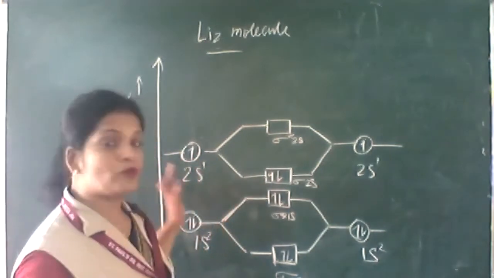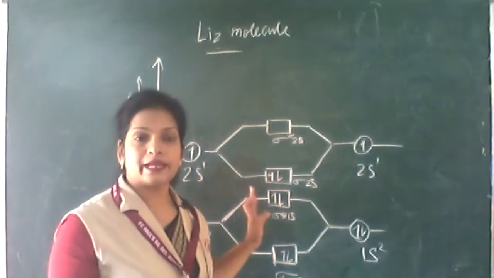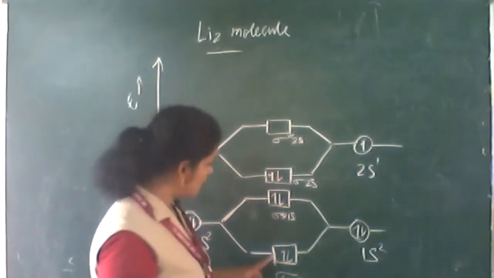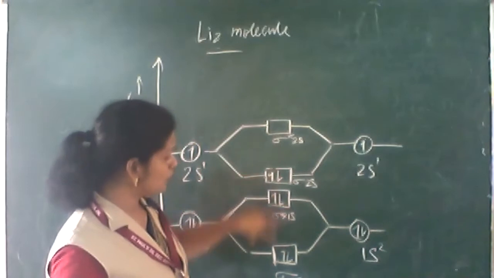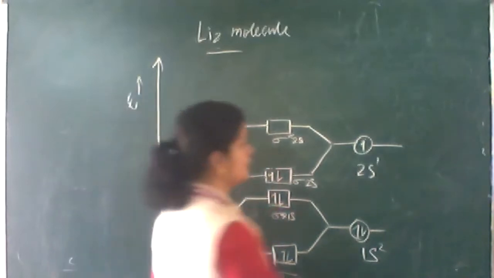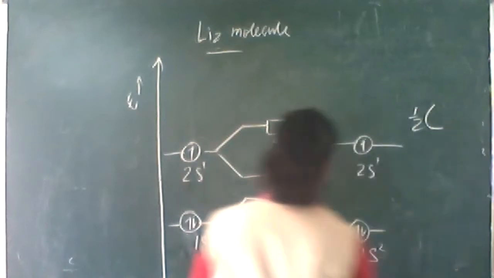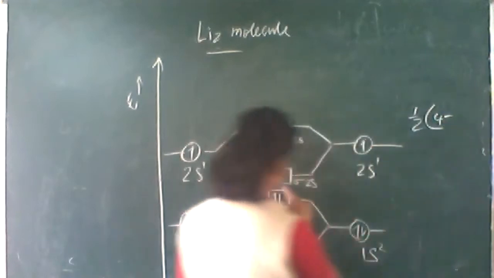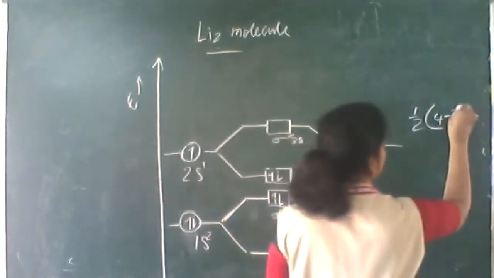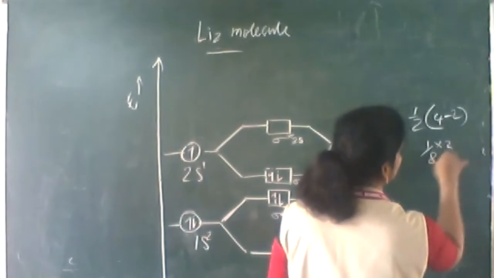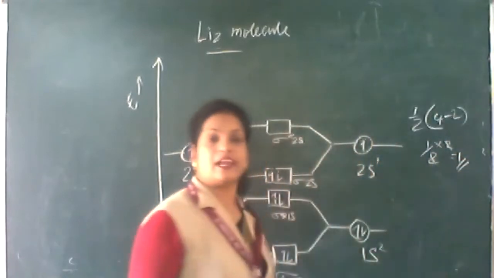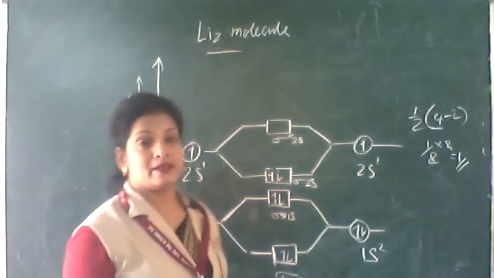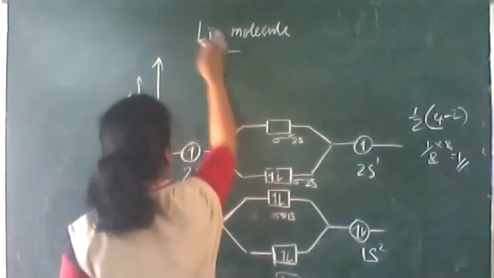The number of bonds between two Li atoms, you can calculate by using the formula half into Nb minus Na. That is half into 4 minus 2. Nb is 2 plus 2, bonding, that is 4, minus Na, here 2. That is half into 2, that is 1. One bond is present between Li and Li, that is the Li2 molecule. Now let's see, after lithium, beryllium, the Be2 molecule.